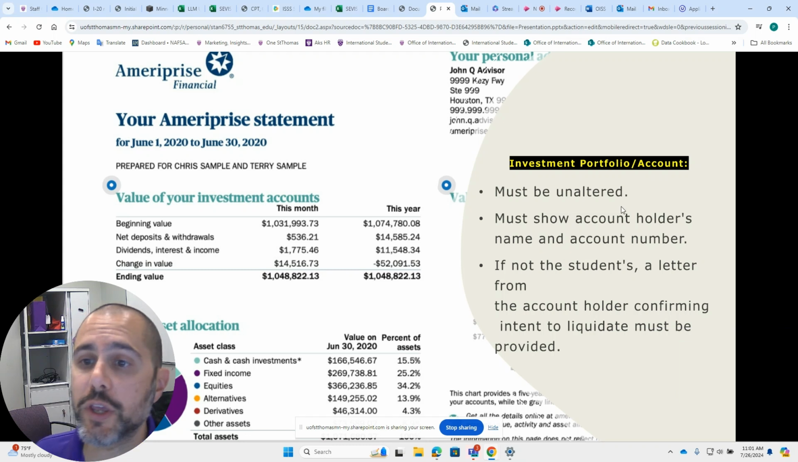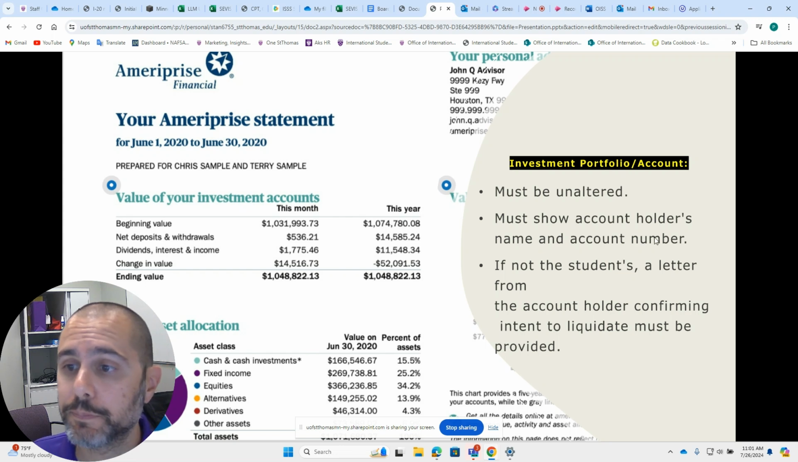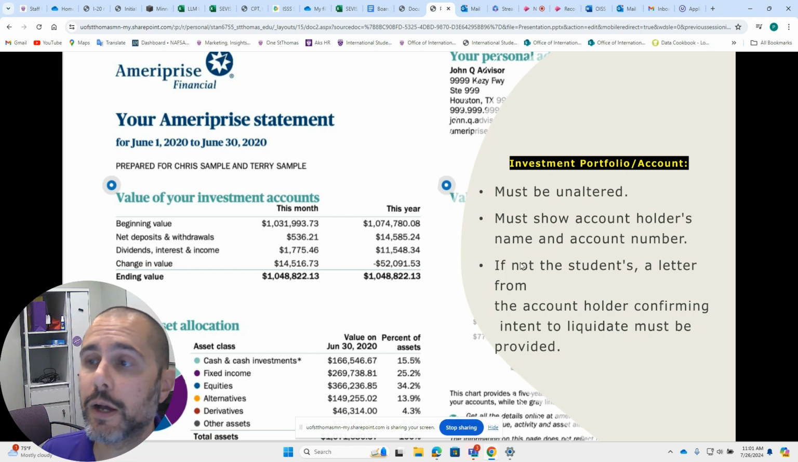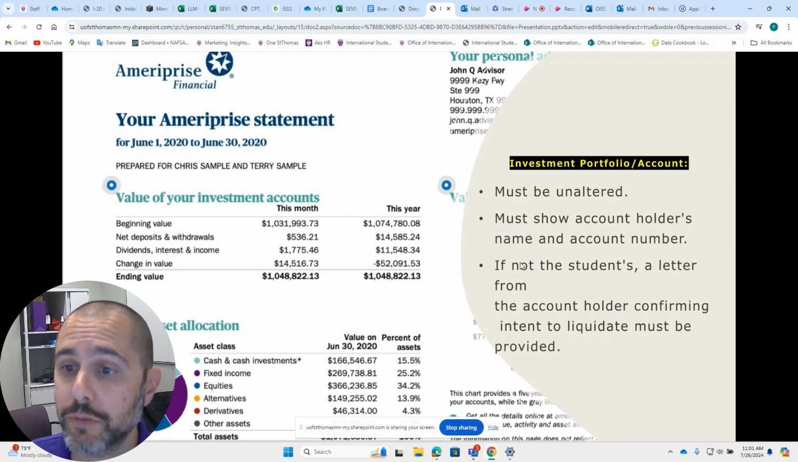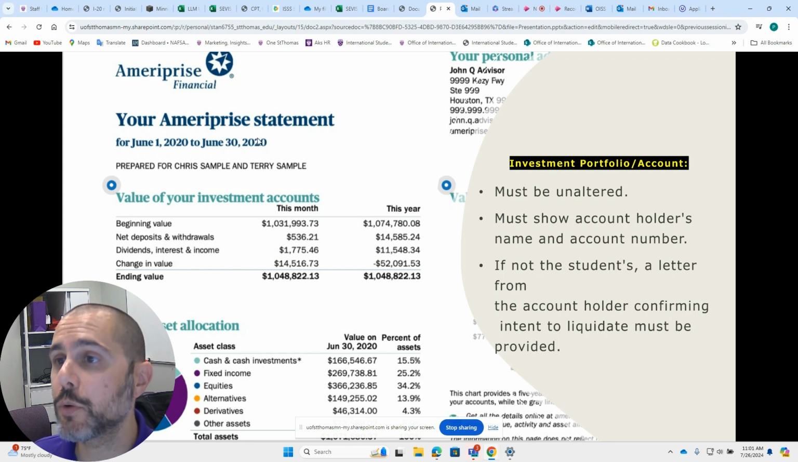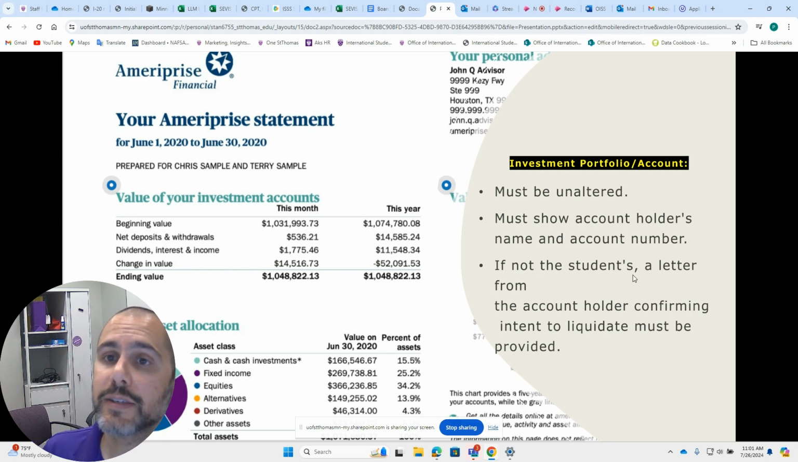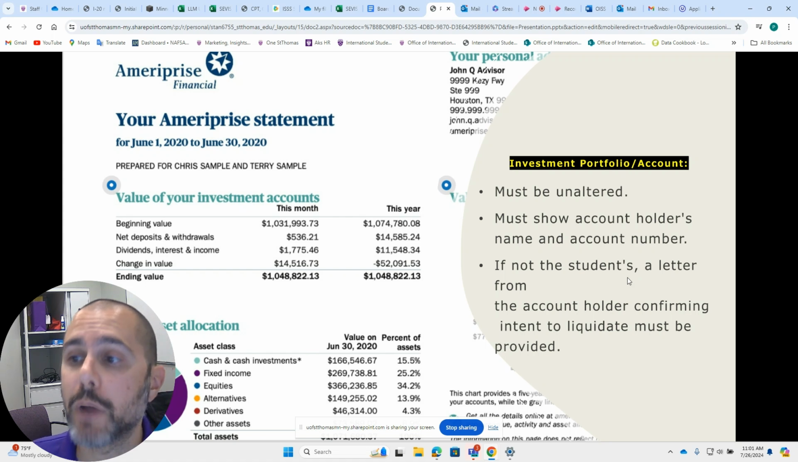Okay. It must show the account holder's name and account number. If the investment account is not your personal investment account, then we need to have a letter from the account holder, the person whose name is on it, stating that they intend to liquidate the money in this account to pay for your education. So here you see an example of an investment account. It's unaltered. It's got all the information we need.